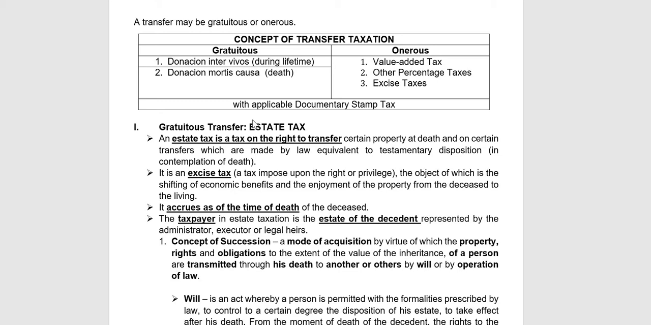In our tax code, we have two transfer taxes: the donor's tax and the estate tax. These taxes are imposed upon gratuitous transfer. Remember that we have common types of transfer: gratuitous transfer and onerous transfer. Onerous transfers are subject to either value-added tax, percentage tax, or excise tax.